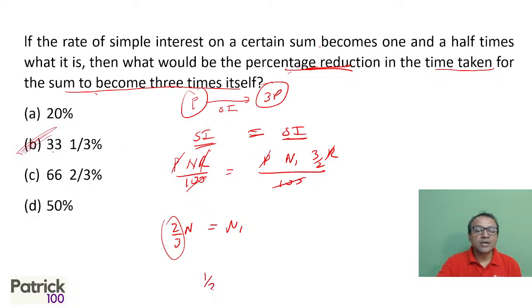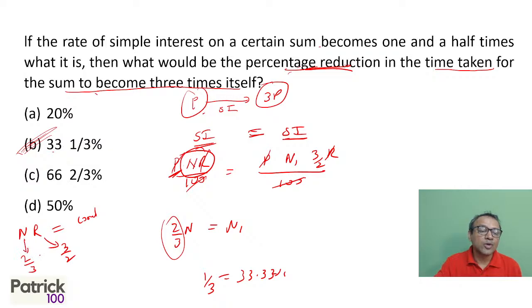Okay, that means 1/3 reduction. 1/3 reduction is 33.33%. So the basic funda here is that when the product of two things is constant, then they are inversely proportional. Here number of years and rate of interest have a constant product because principal and amount are the same, right? P is same, amount is the same, so N and R product is constant. So they will be inversely proportional. If R becomes 3 upon 2 times, N will become 2 upon 3 times. 3 upon 2 R, 2 upon 3 N will give NR.